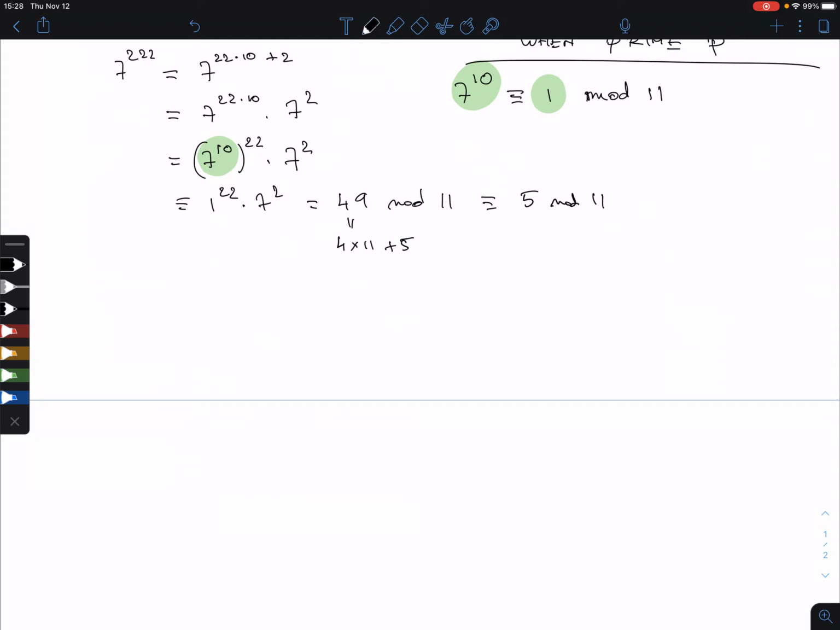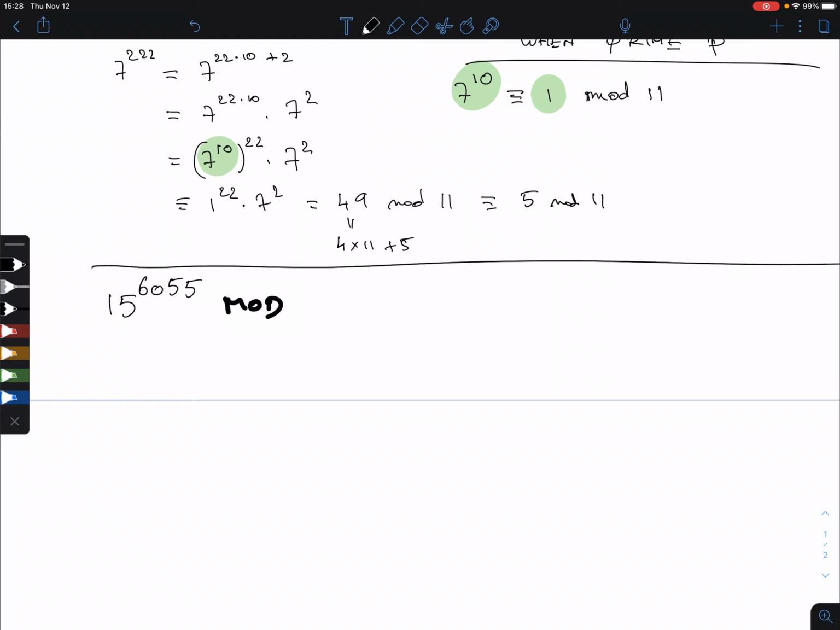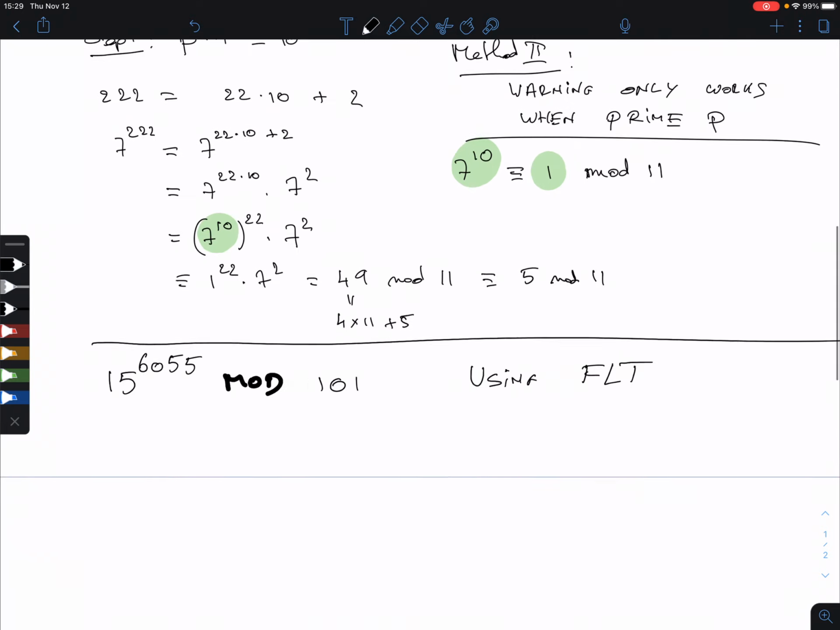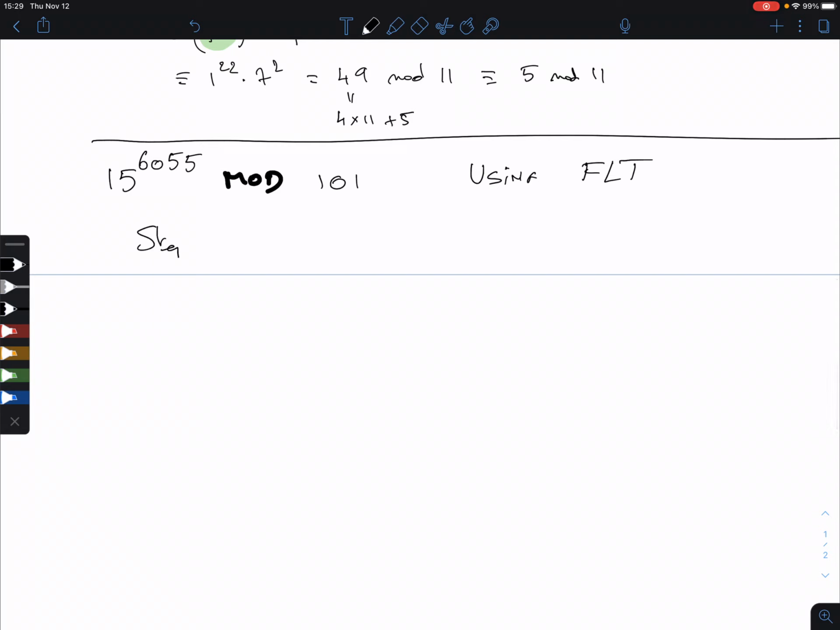So I'm going to do another one, where the prime is a little bit bigger. I'm picking something randomly. 101 is a prime. So I'm going to take, let's say, 15 to the power 6055 mod 101. I just randomly picked this, okay? So how do we solve this using Fermat's little theorem? Let's abbreviate it FLT. So step 1, let's analyze it a little bit better.